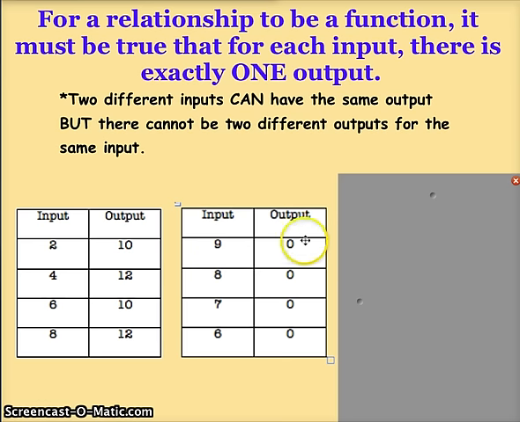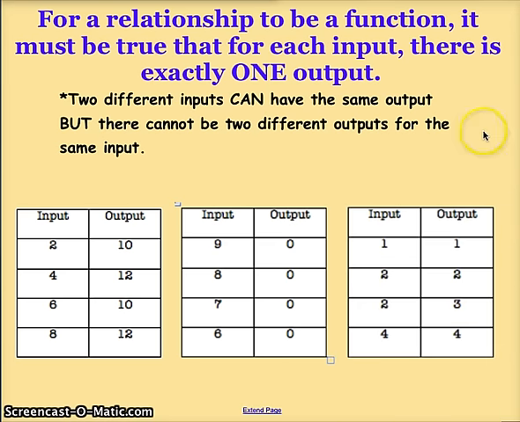In goes a 9, out comes a 0, in goes an 8, out comes a 0, in goes a 7, out comes a 0, in goes a 6, out comes a 0. This would also be a function because though the outputs repeat, none of the inputs repeat, giving me different outputs.